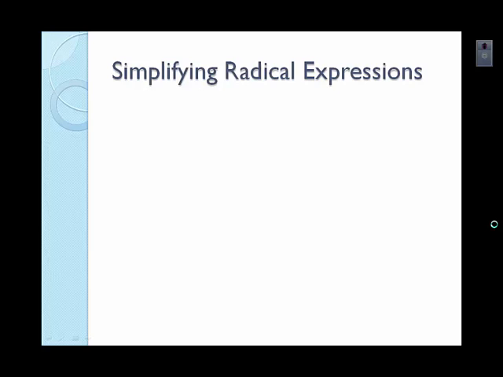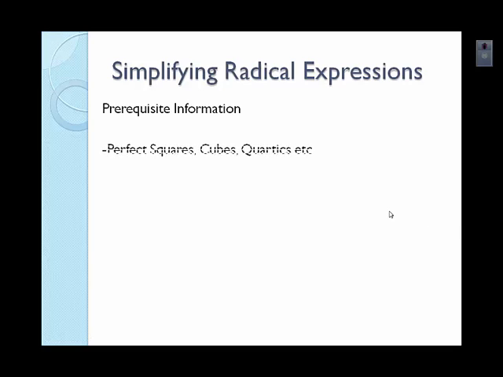Okay, so today in this video we're going to look at simplifying radical expressions. Some prerequisite information you need before you watch is make sure you know your perfect squares, cubes, and quartics. The square root of 100 is 10, the cube root of 27 is 3, the fourth root of 16 is 2, and so forth. Also make sure you know how to simplify non-perfect radicals with exact answers.